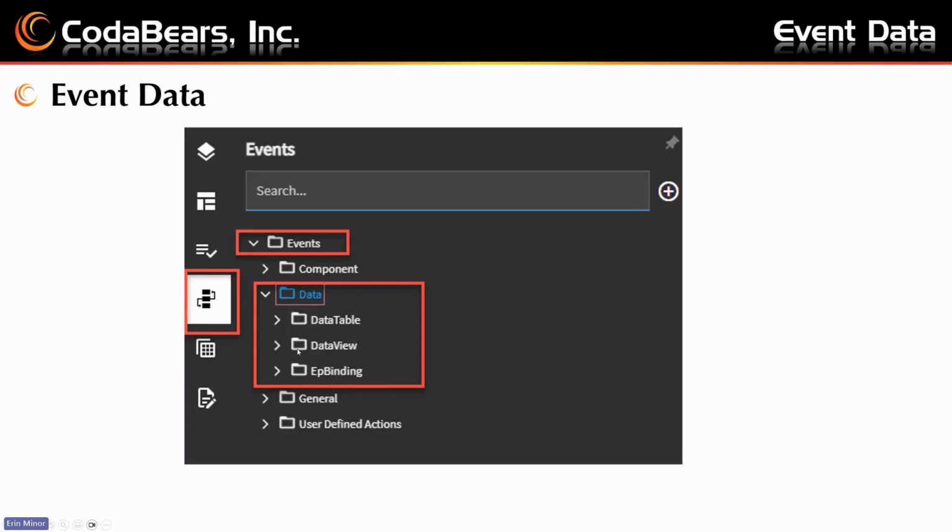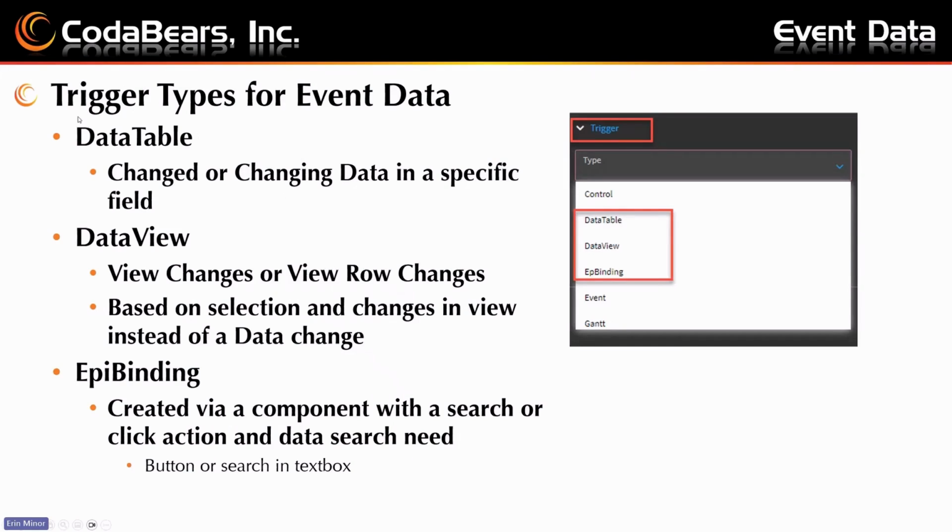So if you open up this node, you'll see that there's DataTable event types, DataView event types, and EpiBinding event types. And we'll talk about the difference between those and how, when, or if you're not going to be using them. So let's talk first about the different trigger types. When we open up an event, when we create an event, they're going to ask you what type. So you can see up here, we were talking about control before. There's an event type, there's all these different types, there'd be more down here. But we're just going to talk about DataTable, DataView, and EpiBinding. So DataTable, DataView, and EpiBinding, the way that they're different.